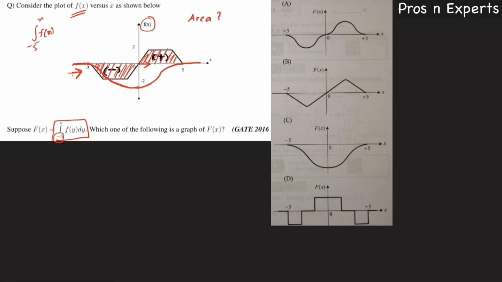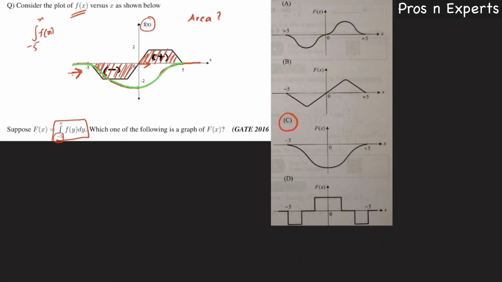This graph more or less represents the area of the function small f of x. So I think answer option C will be the correct answer you have to follow.